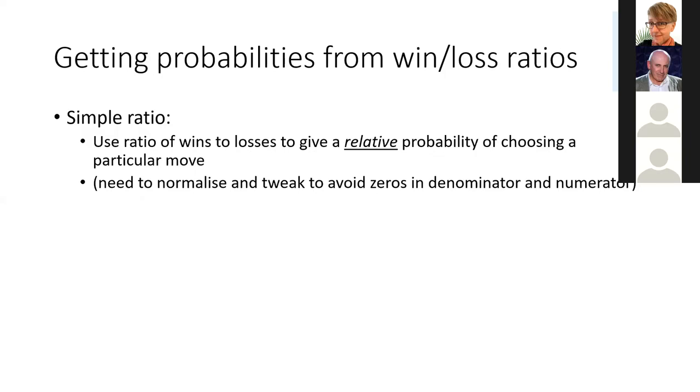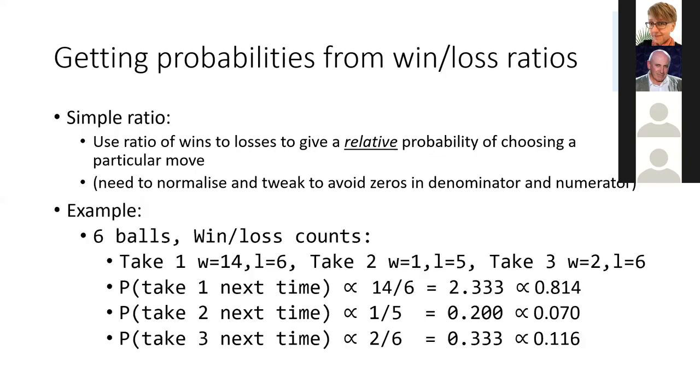We need to do a little bit of normalization and tweaking, but to take a specific example, look back at the data where we had the loss counts with 6 balls. If we took 1 ball in the scenario where we started with 6 balls, we played 20 games and won 14 of them. If we took 2, we played 6 games and only won 1. If we took 3, we'd played 8 games and only won 2.